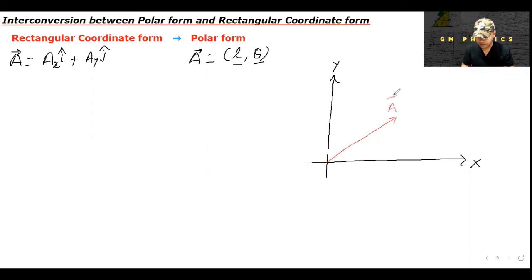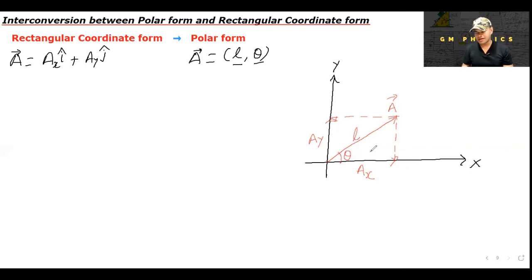This is a vector. Its components are given along x-axis, means a perpendicular from the head of the arrow on x-axis. Along x-axis, the component of the vector is given as ax. Along y-axis, the component of the vector is given as ay. So this is the representation of the vector in rectangular coordinate form, but we have to express it in polar form. Means you have to find the length of the arrow and its orientation, that is theta with respect to x-axis. So first of all, let's find the magnitude of the vector, that is L.